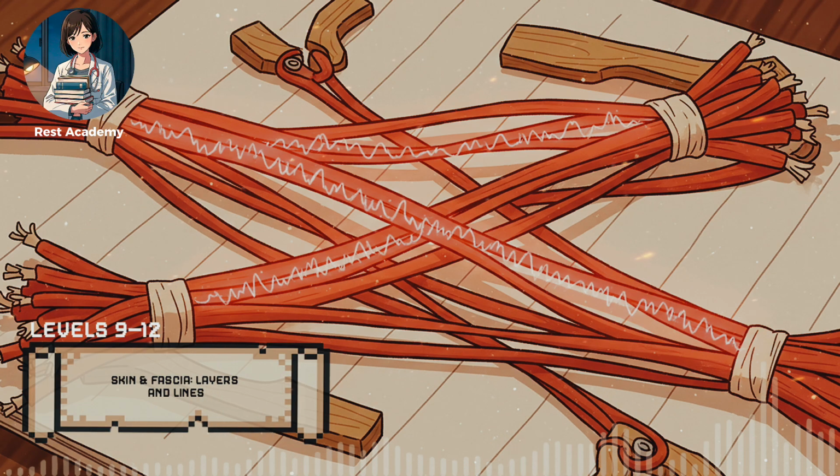Because the garment is continuous, local changes ripple outward. A tight scar tethering dermis to deep fascia can distort motion across a joint. Swelling in subcutaneous tissue can compress superficial nerves and create tingling. Inflamed fascia can alter muscle recruitment so other areas compensate.